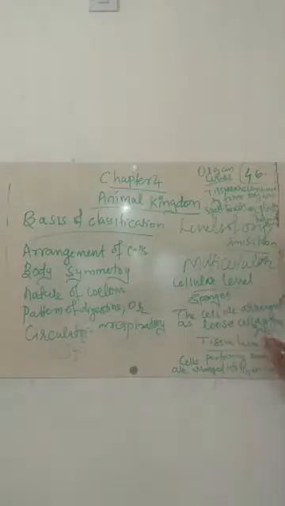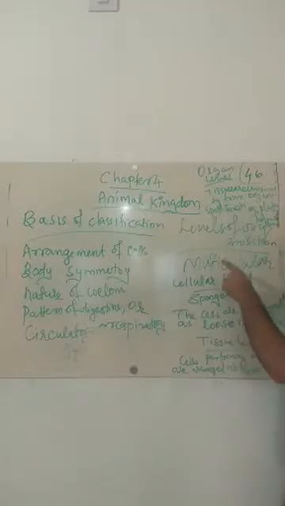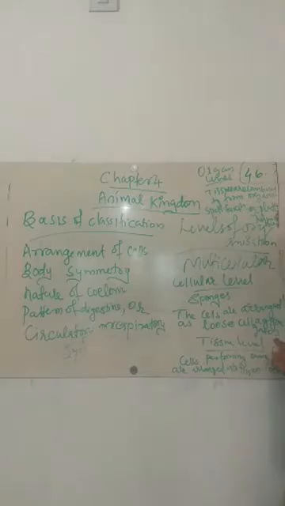All members of the kingdom are multicellular. That is the main point, but not all of them exhibit the same pattern of organization of cells. For example, in sponges, the cells are arranged as loose cell aggregates. So they exhibit cellular level of organization, where some division of labor occurs among the cells.